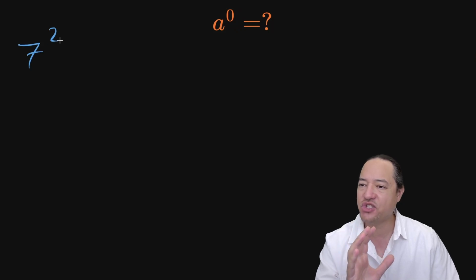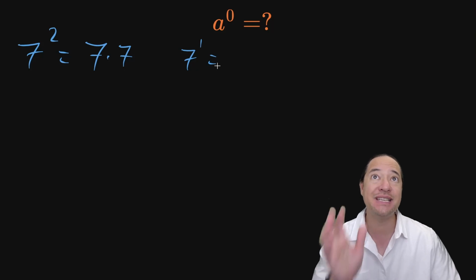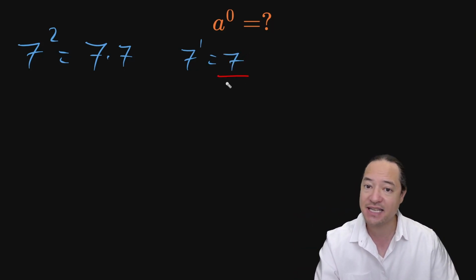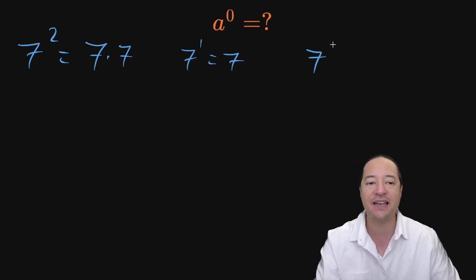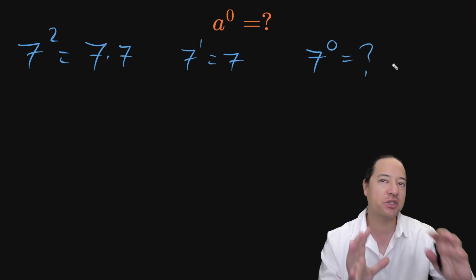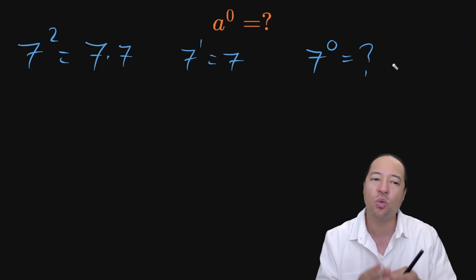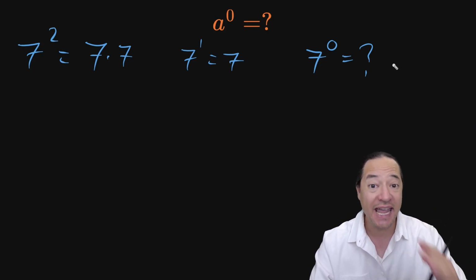See, when we have 7 squared, that's fairly straightforward. We know it's going to be 7 times itself, and there's going to be 2 of these 7s. Okay, no problem. What about 7 to the first power? Well, that's going to be 7 multiplied by itself, but there's only one 7, so that's just going to be 7. That's okay too. It's a little strange, but sure, we could do that. What if we do 7 to the 0 power? What does that even mean? You're going to have, what, 7 multiplied by itself, but there's no 7s at all? So what do we get? Do we get 0 here?